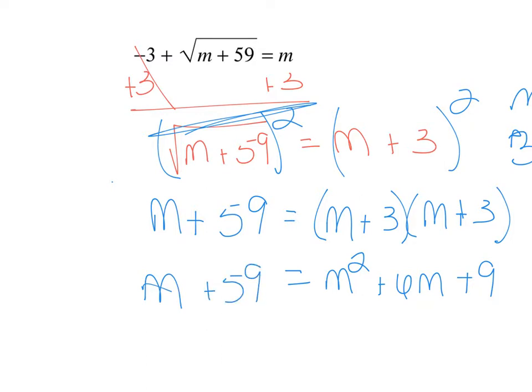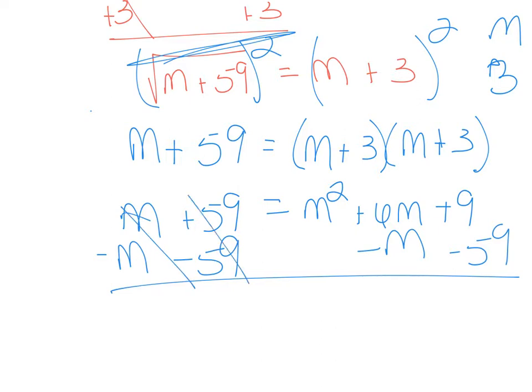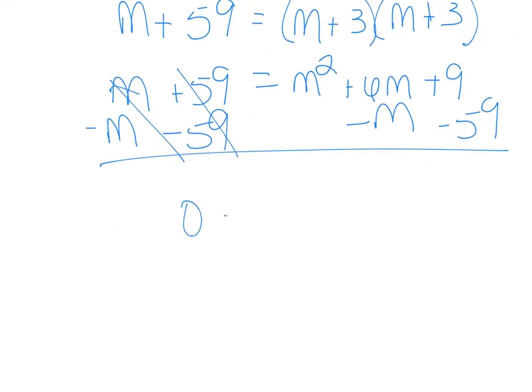So as I said in class, when you have an m squared, you want to make it equal to 0 and keep m squared positive. That's the only way you can solve it. Right now it's positive, so we are good. We're going to keep it on the right side. But these need to move over in order to make it equal to 0. So I'm going to subtract m and subtract 59. Cross out. I end up with 0 equals m squared plus 5m minus 50.